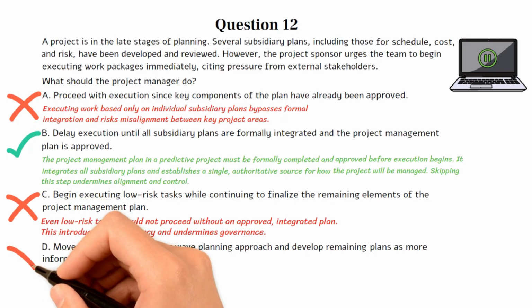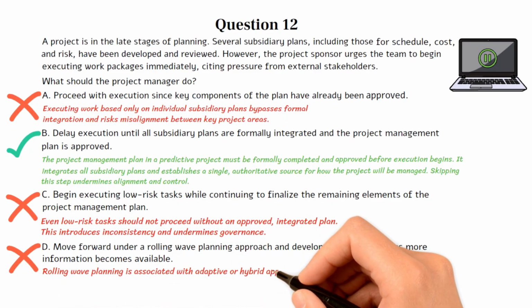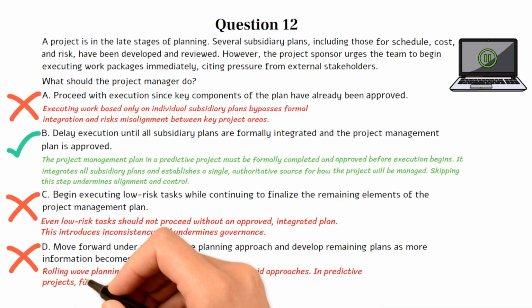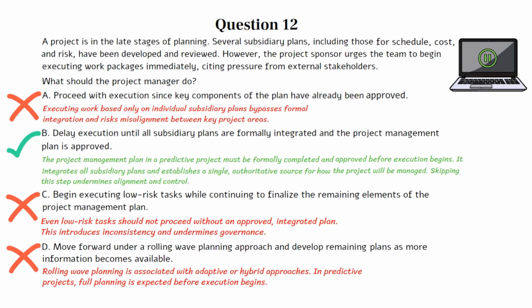Choice D is incorrect. Rolling wave planning is associated with adaptive or hybrid approaches. In predictive projects, full planning is expected before execution begins. Let's move on to the next question if you're ready.